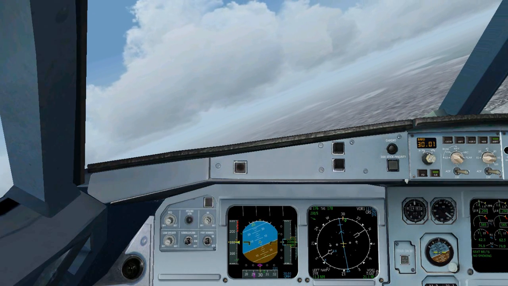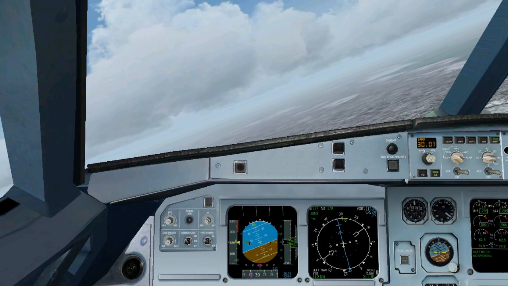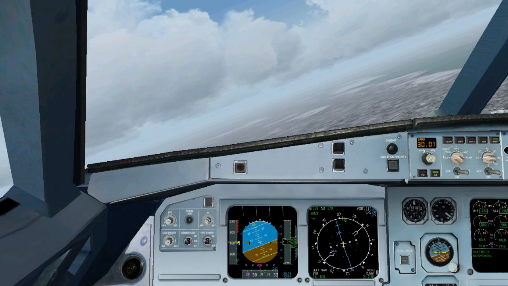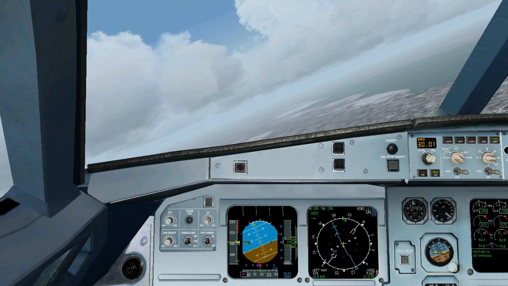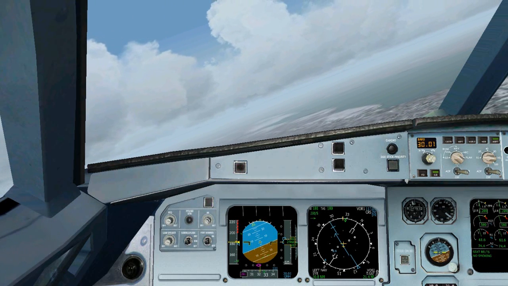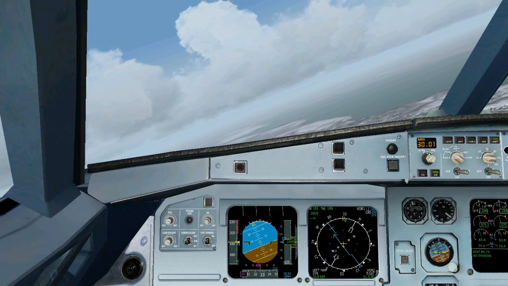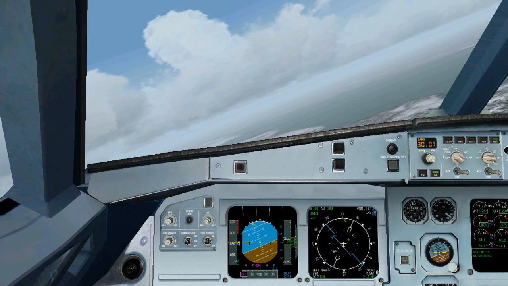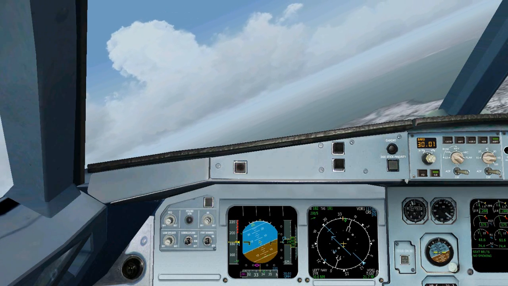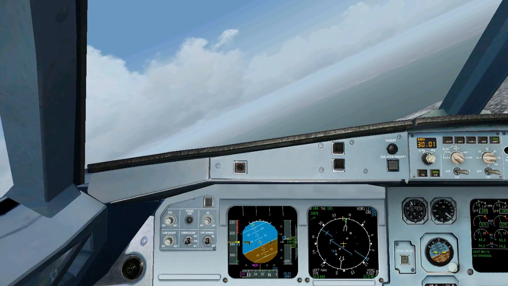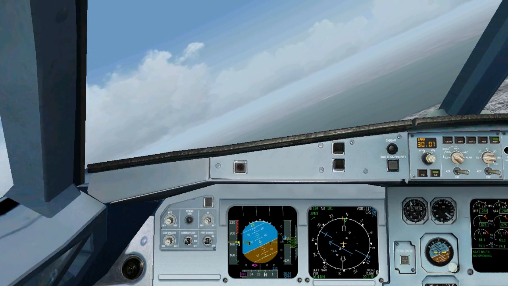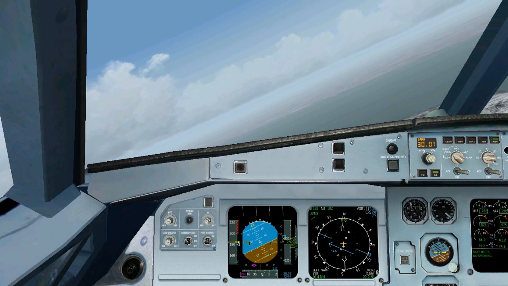We're going to maintain about 20 to 25 degrees of bank for this turn, and it should take us approximately 2 minutes to do this turn. It doesn't matter, we're not going to time it. The only thing we're worried about is rolling out on a heading of 111. Once we roll out on that heading of 111, we're going to start a timer, and we're going to time our flight on a heading of 111 for 1 minute. That is our 1 minute hold.